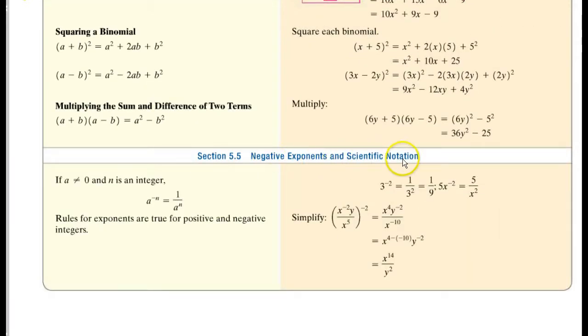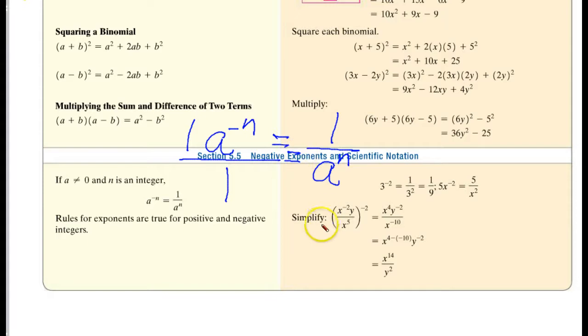Negative exponents and scientific notation. Basically, we're saying if we have a to the negative n, we can think of that as over 1, and there's also a 1 there that we don't write. We're going to leave this 1 up in the numerator. We're going to take this negative exponent, cross the division bar, and as we do so, the sign of the exponent changes. So these two are equivalent, and that's what they're showing you here. Okay?